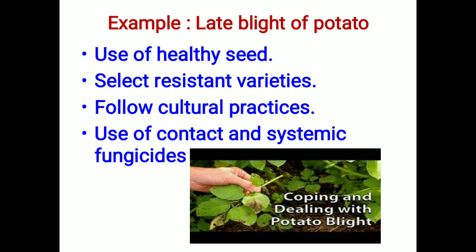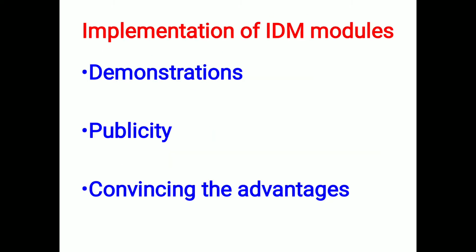Then last, as we know, use of contact and systemic fungicides. Depending on the type of disease we can select the contact and systemic fungicides, or sometimes the combination of both we have to use to remove the late blight of potato.